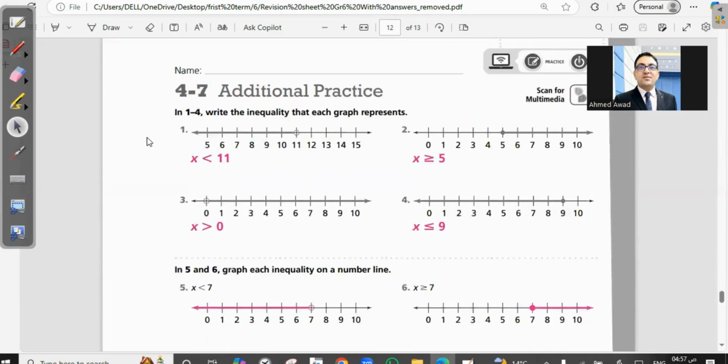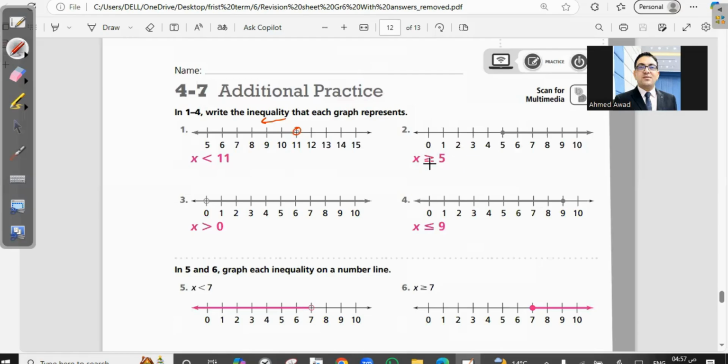Now, how can I graph an inequality, guys? Number one, x less than 11. If it's less than, this means it decreases, so it will move directly to what? Directly to the left. So in this one, it's going to move left. But there is no equal sign here, so the circle is going to be open.